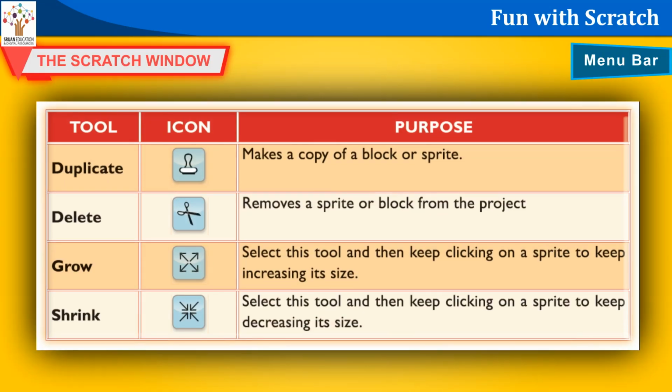Tool, icon, purpose. Duplicate. Makes a copy of a block or sprite. Delete. Removes a sprite or block from the project. Grow. Select this tool and then keep clicking on a sprite to keep increasing its size. Shrink. Select this tool and then keep clicking on a sprite to keep decreasing its size.